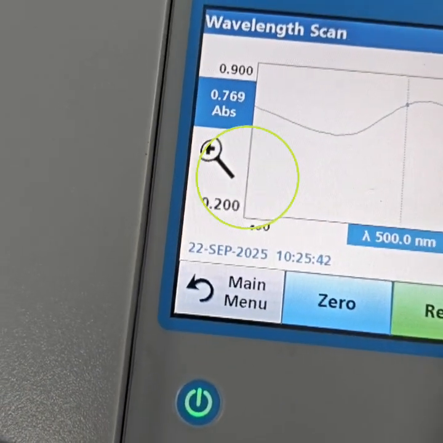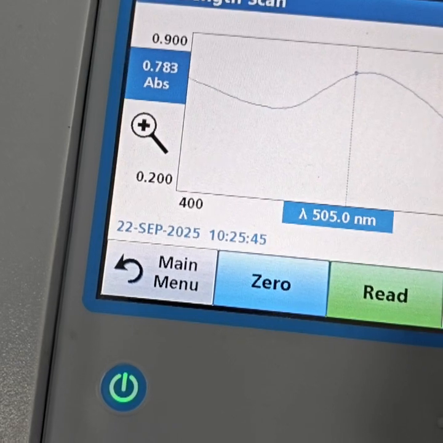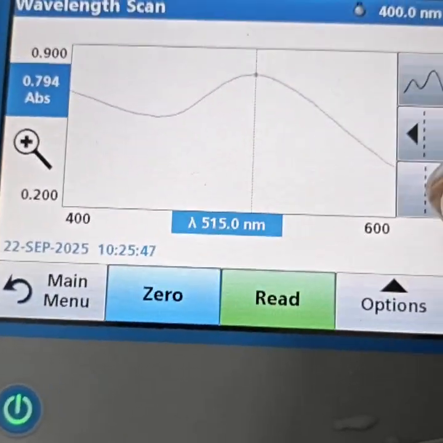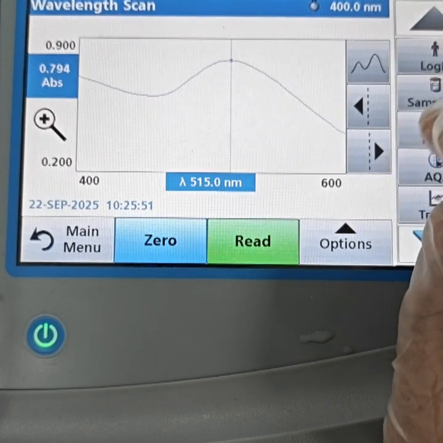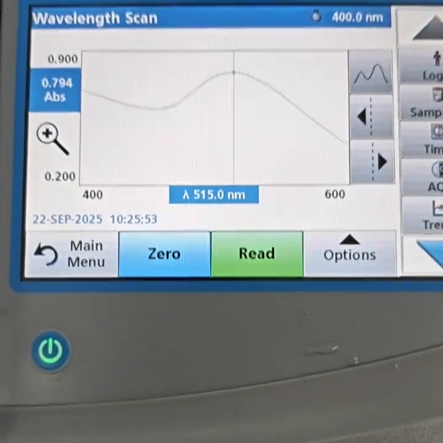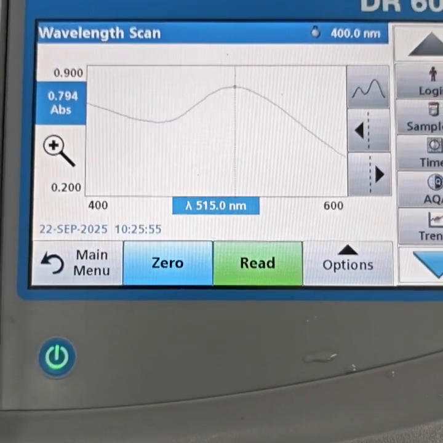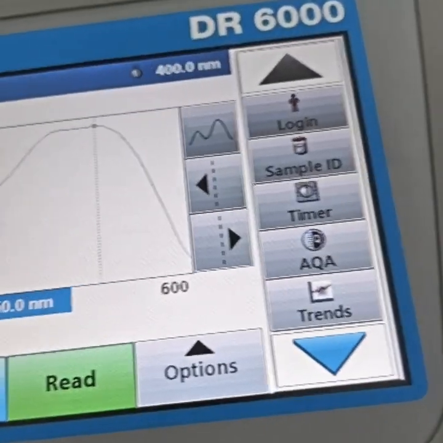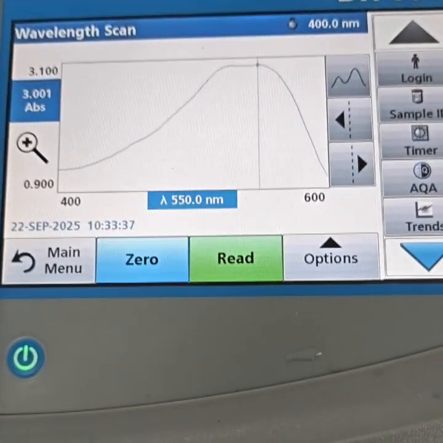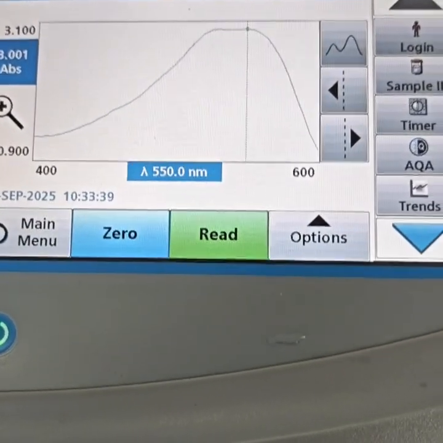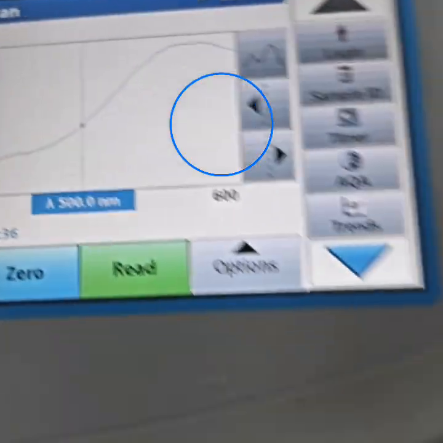Here, if you see, the lambda max is around 515 nanometers. Usually it is around 530 nanometers. Now we'll scan the highly basic solution. In the case of basic EBT, the spectrum has a lambda max of 550 nanometers. Now let us scan the Congo red dye.